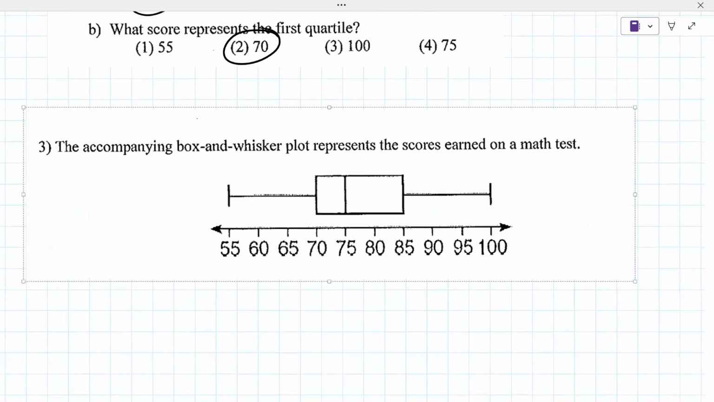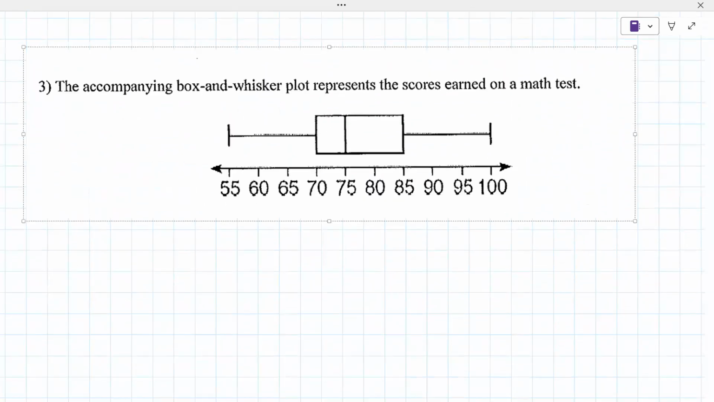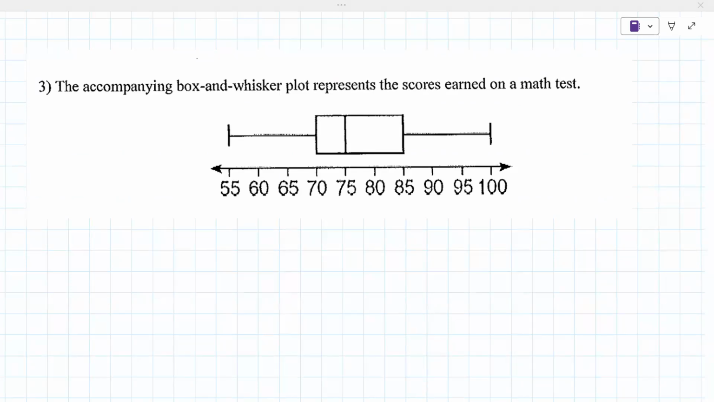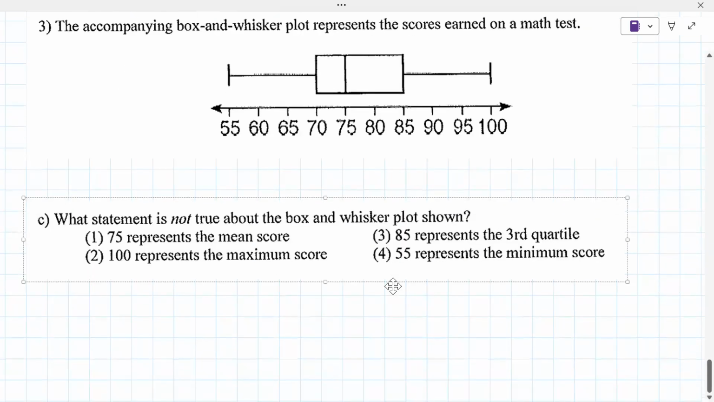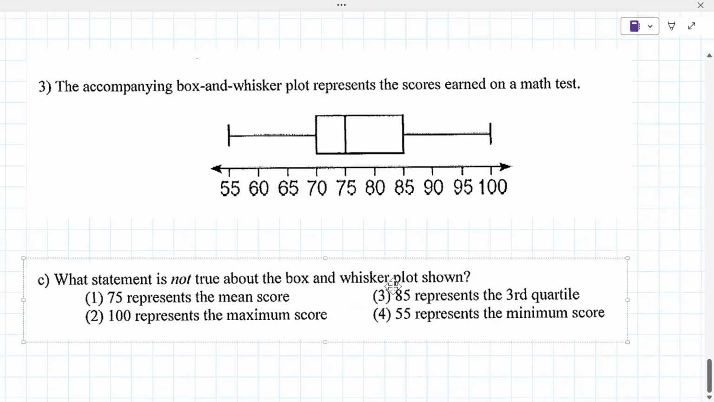So I'm grabbing some other questions. It's the same plot, but different questions. All right. This is tough. This is the "not true" type. These are always a little bit tougher.